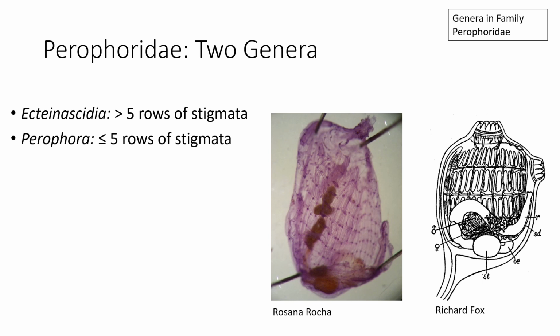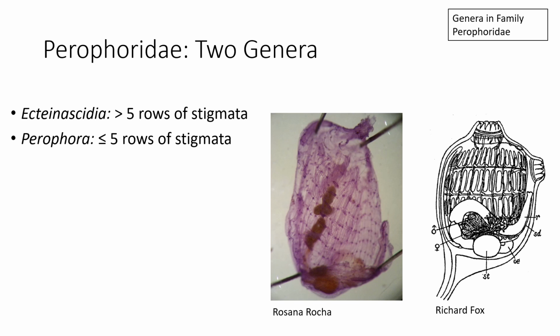There are 2 genera of Paraphoridae, so now we are distinguishing genera inside the family Paraphoridae, inside the order Phlebobranchia. And they are relatively easy to tell apart, these 2 genera. Actinidea has more than 5 rows of stigmata, and Paraphora has 5 or fewer rows of stigmata.